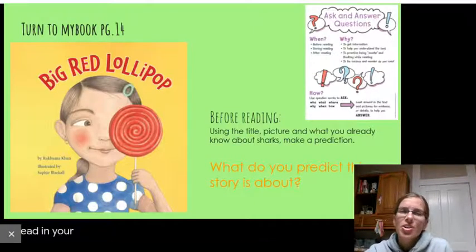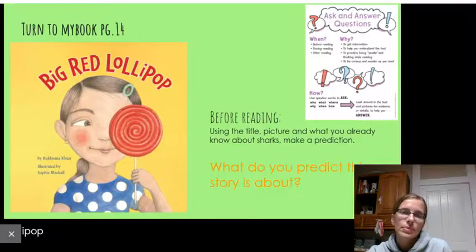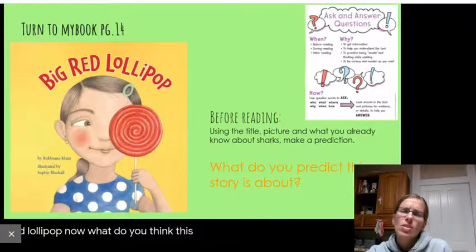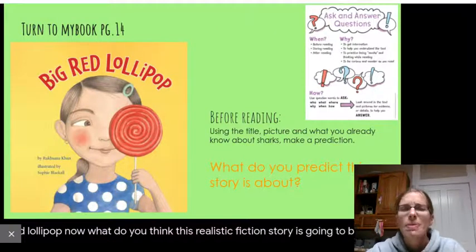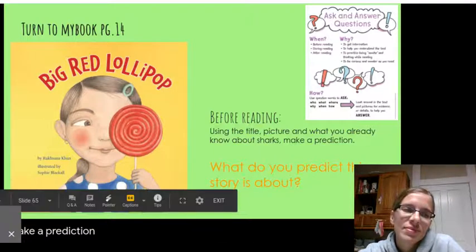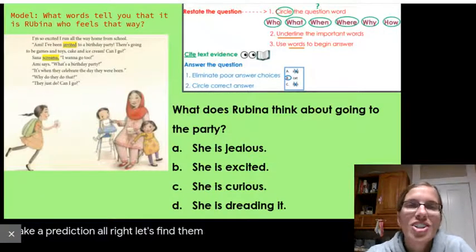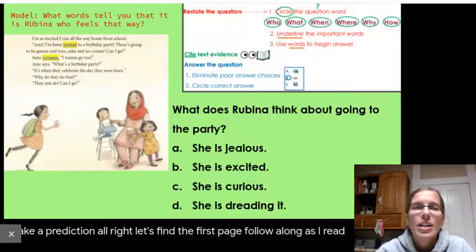Go ahead in your orange book and turn to page 14, please. You should see Big Red Lollipop. Now, what do you think this realistic fiction story is going to be about? Make a prediction. All right, let's find the first page. Follow along as I read it, please.